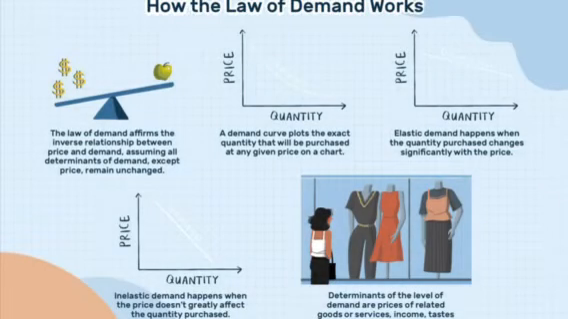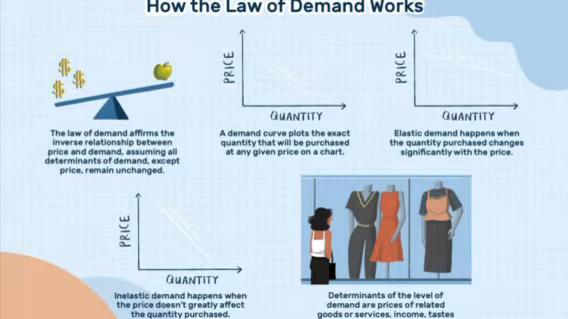A shift in demand represents a shift in consumer desire to purchase a particular good or service irrespective of a variation in its price. For example, if the quantity demanded at each price level increases, the demand curve shifts rightward. On the other hand, if the quantity demanded at each price level decreases, the demand curve will shift leftward.